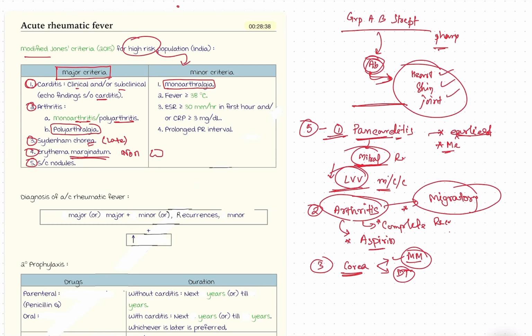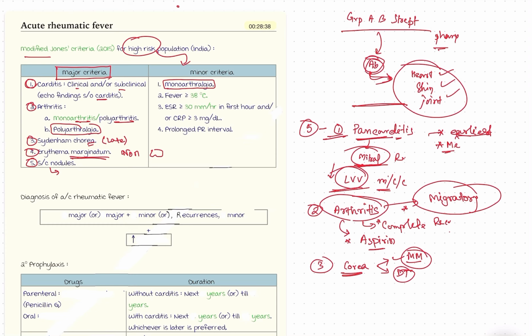Next is subcutaneous nodule. They are painless nodules, mostly seen on the bony prominences like the elbow, and they are non-painful and associated with carditis. This means the presence of nodules will be associated with a high risk of carditis. Okay, so these are the major criteria.